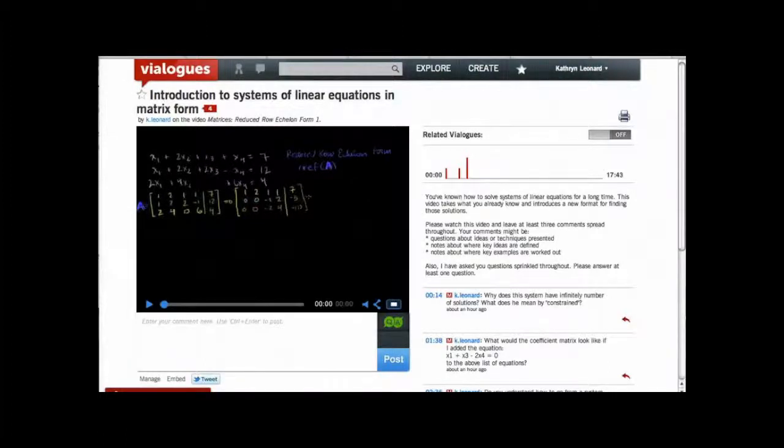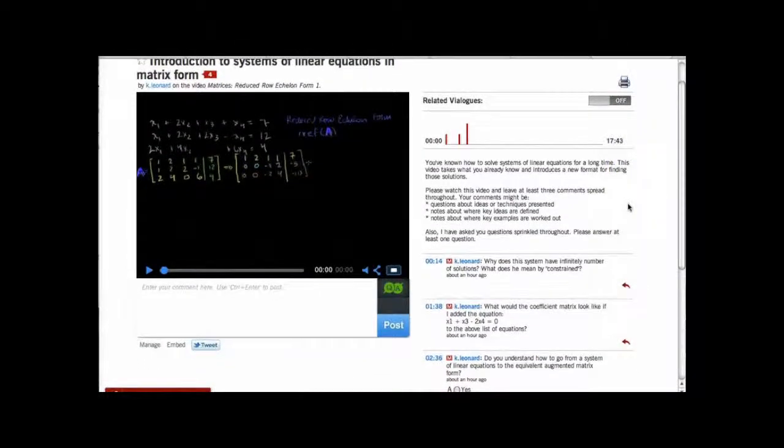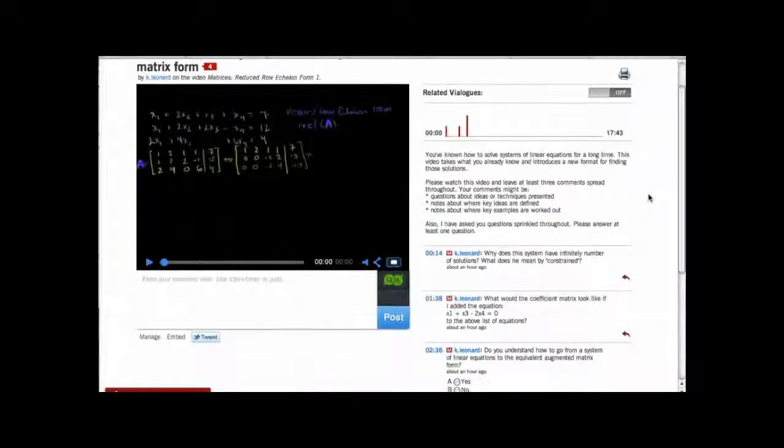It gives a new way of looking at something they should know from high school, which is solving systems of linear equations. The assignment is to leave either questions about what they're seeing, if they have them, or to annotate the video for easier reference later on, like putting a comment, "Reduced row echelon form definition starts here." I've also asked them to answer some questions that I've posted throughout.